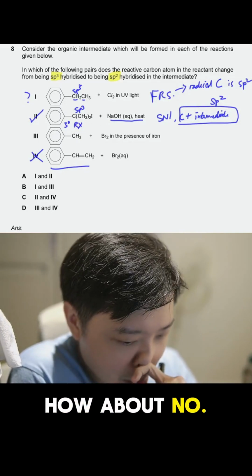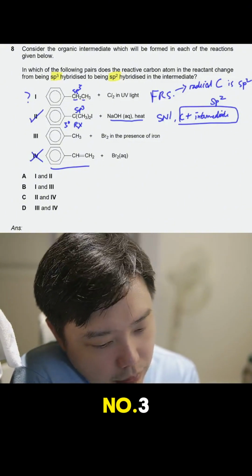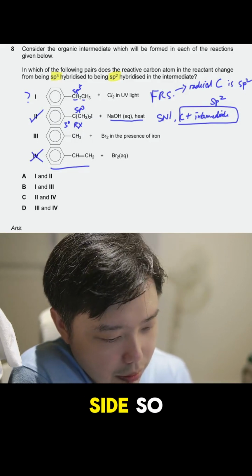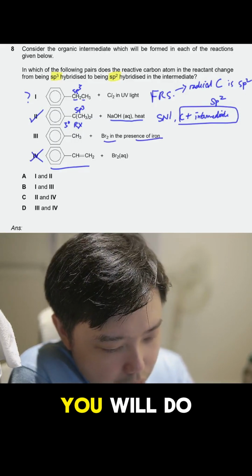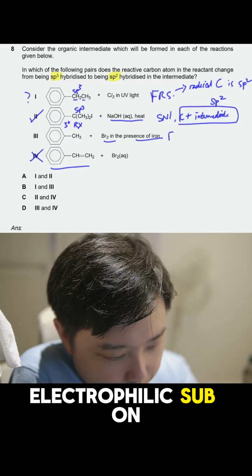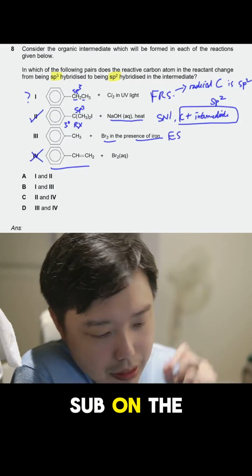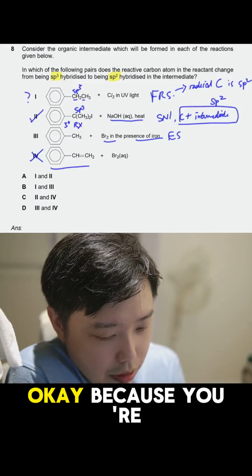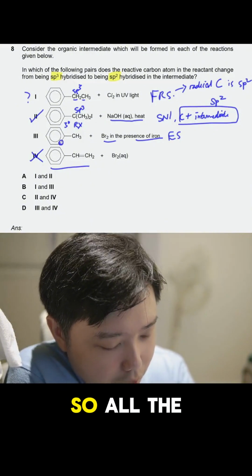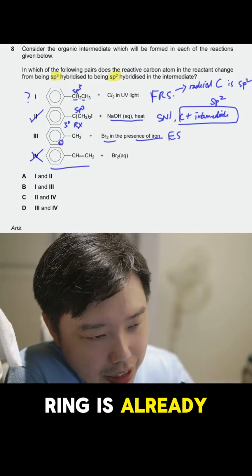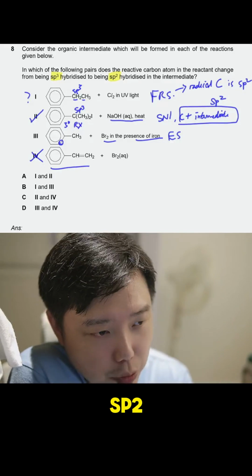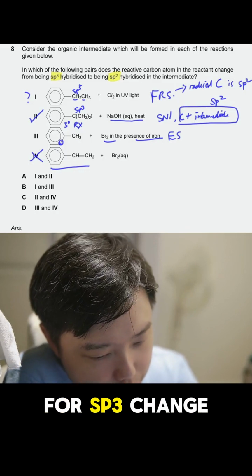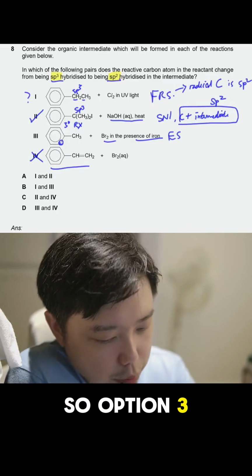How about number 3? In number 3, you have a methyl group on the side. With bromine in the presence of a catalyst, you will do electrophilic substitution on the ring. Does that change the ring structure? Because you're doing the substitution on the ring, all the carbons on the ring are already sp2. The question is asking for sp3 changing to sp2, so option 3 is out.